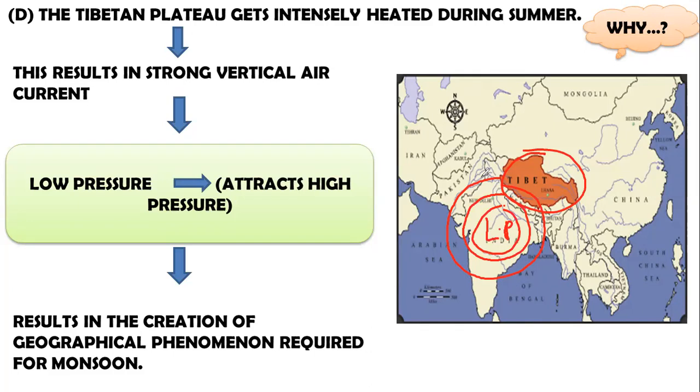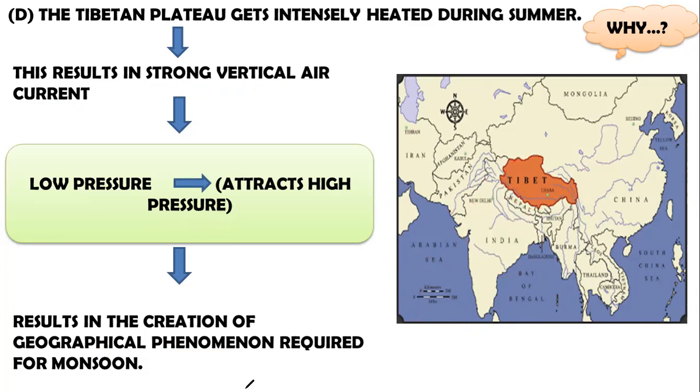So the Tibetan plateau gets intensely heated during summer. As I told you, it is of volcanic origin and it gets heated up pretty quickly. This results in strong vertical air currents, and low pressure attracts high pressure winds. So all the winds from the Arabian Sea, all the winds from the Bay of Bengal, all the winds from the Indian Ocean will get attracted towards India, as the low pressure has become threefold now. Now this results in the creation of geographical phenomena required for monsoon. Now this is the perfect situation for creation of monsoon.